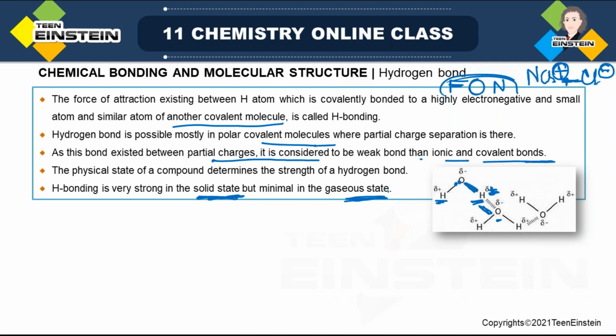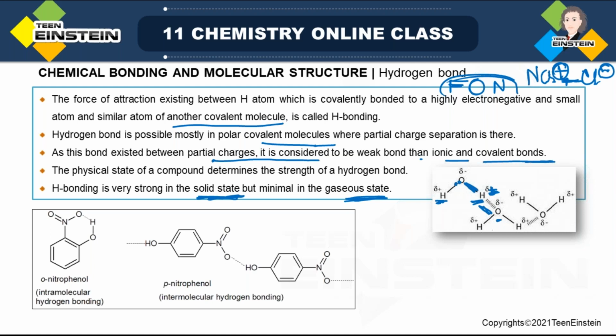So in whatever physical state the molecule is present, that can determine the strength of the hydrogen bond. You can also take water: if it is in gaseous form, that is vapor, then hydrogen bonding will be very weak. But if you consider the solid state, then it will be strong.